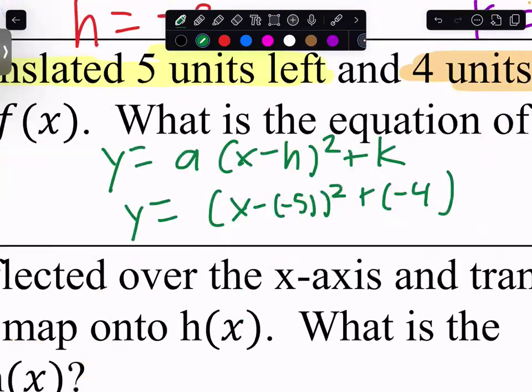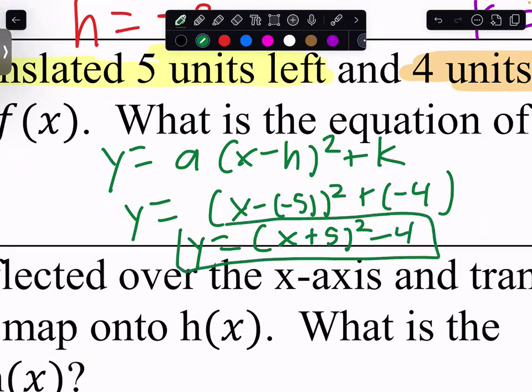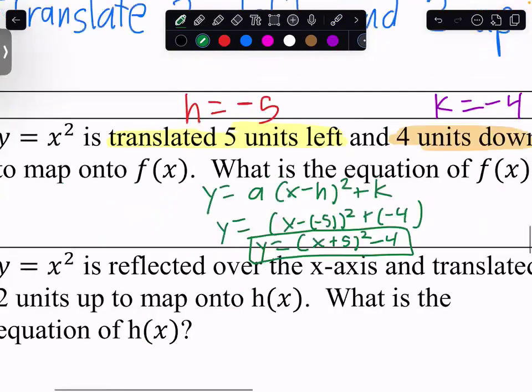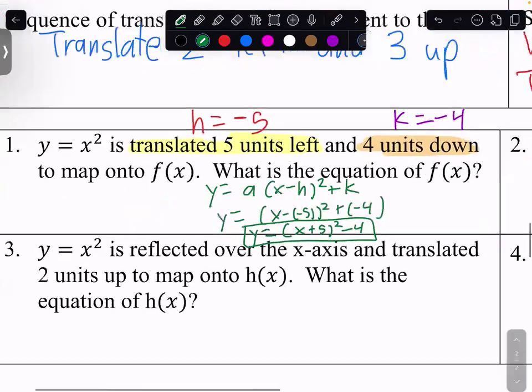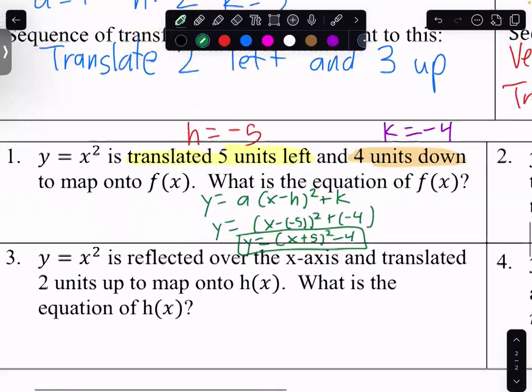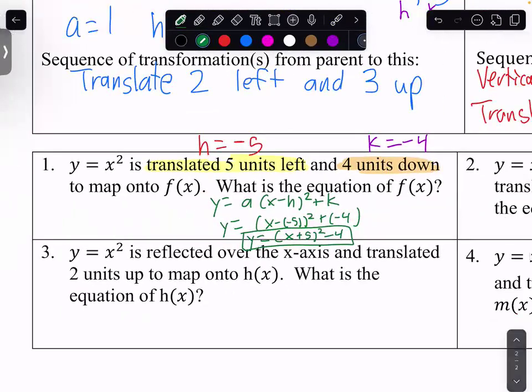Okay, and now we can just clean it up a little. Instead of minus negative 5, we say plus 5. Instead of plus negative 4, we say minus 4. Okay, so yeah, it's really all the same things, just turning the words into numbers. Okay, so yeah, go ahead and try the last section.